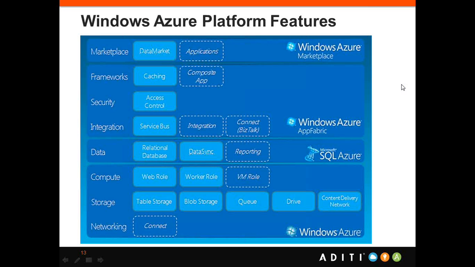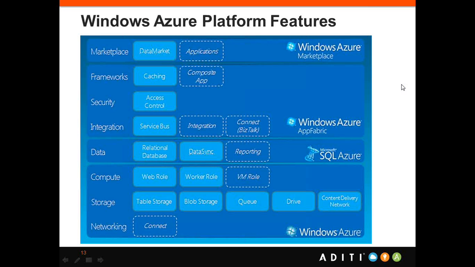So virtual machine, you create a virtual machine and deploy it as a role, it runs on Windows Azure as a role. In database, you have relational database, SQL Azure. There are a few features specific to data sync. You can sync multiple SQL Azure databases in the cloud, or you can sync your SQL Azure running in Windows Azure and your on-premise SQL Server. So that kind of synchronization you can do. You have reporting also available, SQL Azure reporting.